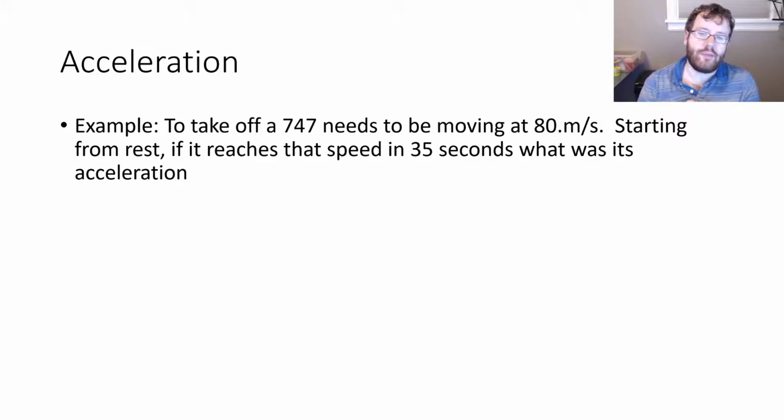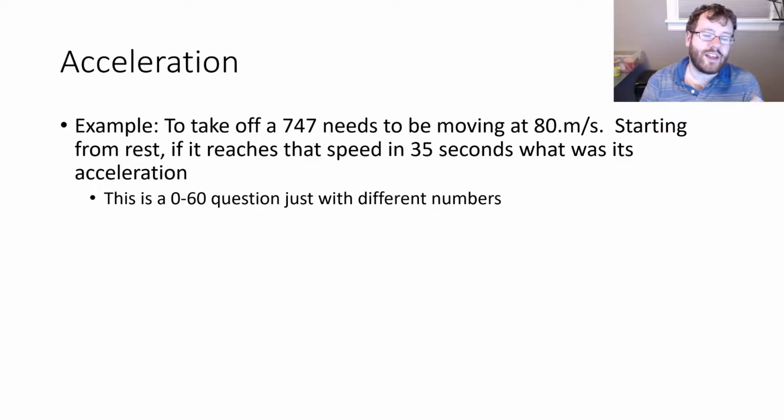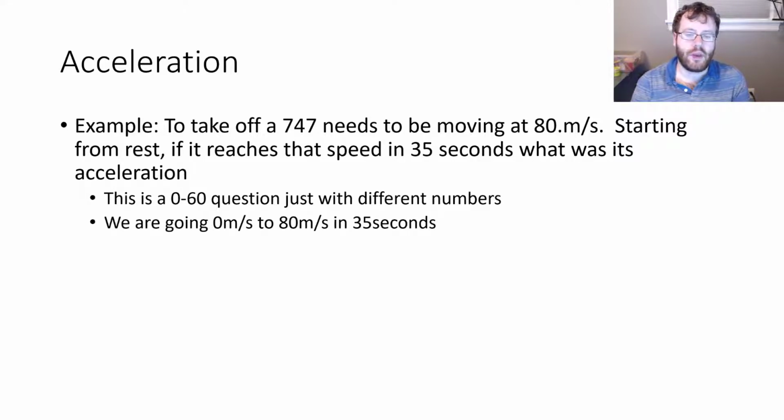Let's look at an example problem. A 747 needs to be moving at 80 meters per second to take off. So if it starts from rest and reaches that speed in 35 seconds on the runway, what is its acceleration? Well, we're going to take that 0 to 60 question that we had before, and adjust it for some different numbers. In this case, we're going from 0 meters per second to 80 meters per second.